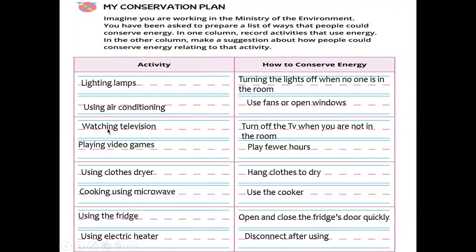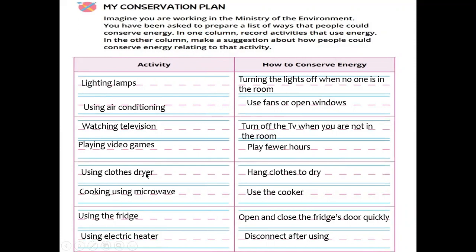Number 3, watching television. This is also another daily activity. So we can turn off the television when you are not in the room. Of course, this also conserves energy. Activity number 4 is playing video games or PlayStation. You can play fewer hours to conserve energy.